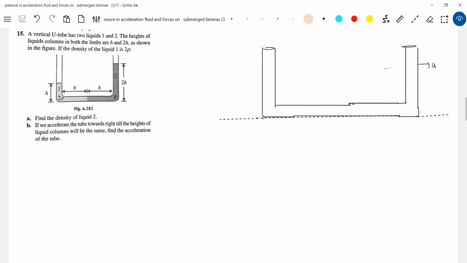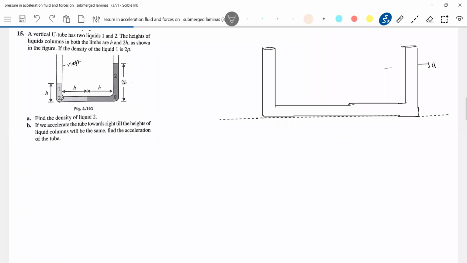What should be the density of the other liquid? Initially it's at rest, with uniform area of cross section. So the pressure at this point should be equal to pressure at this point. I think he has messed up some 2 rho. There's a liquid 1, liquid 2 having density 2 rho. This has a density we don't know, but it rises to height h.